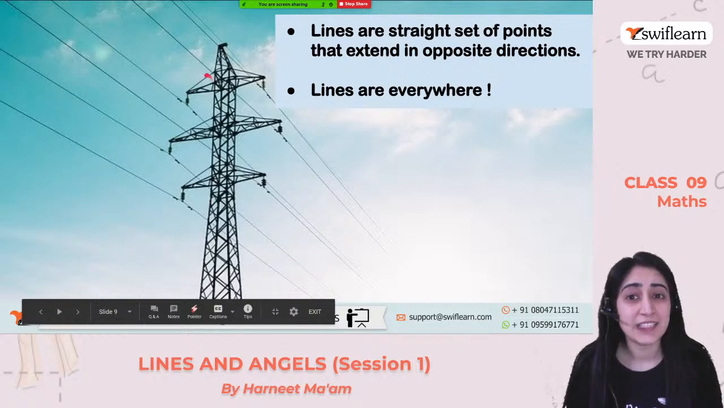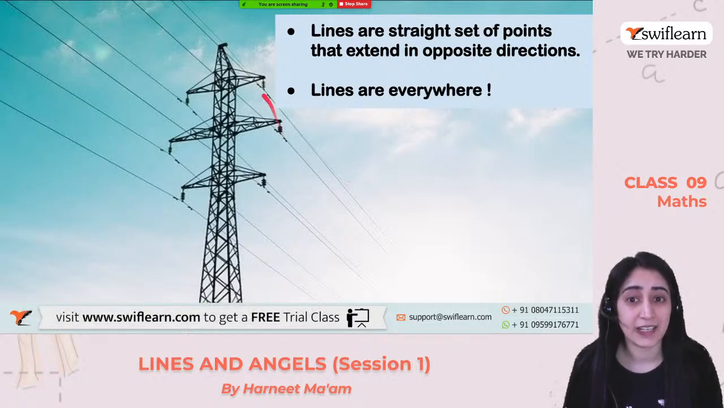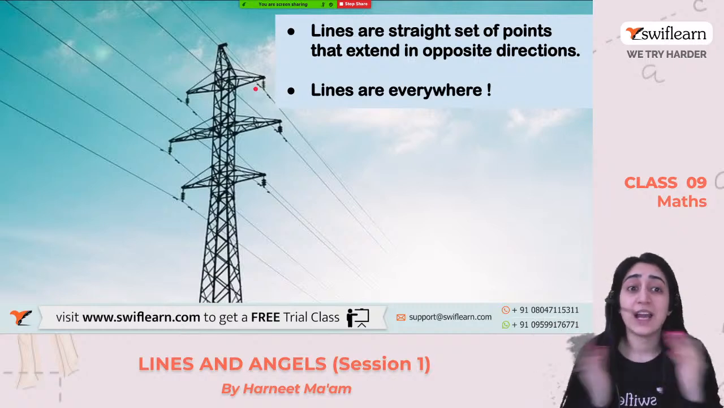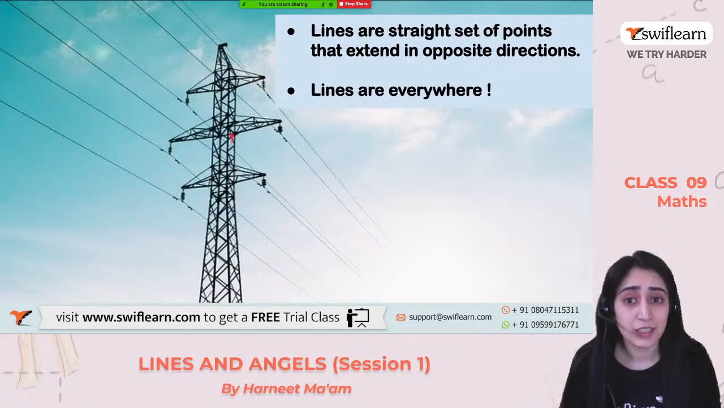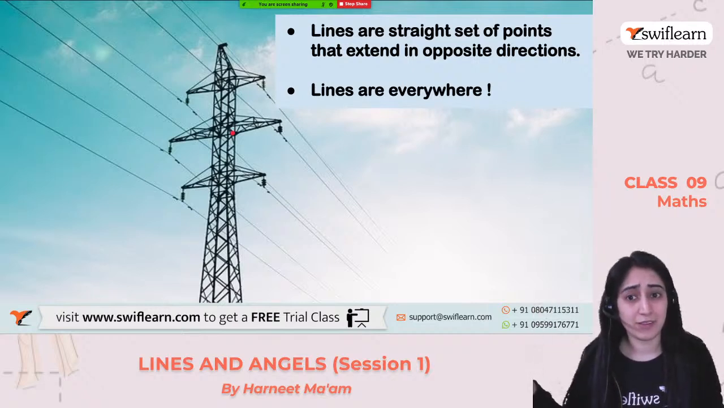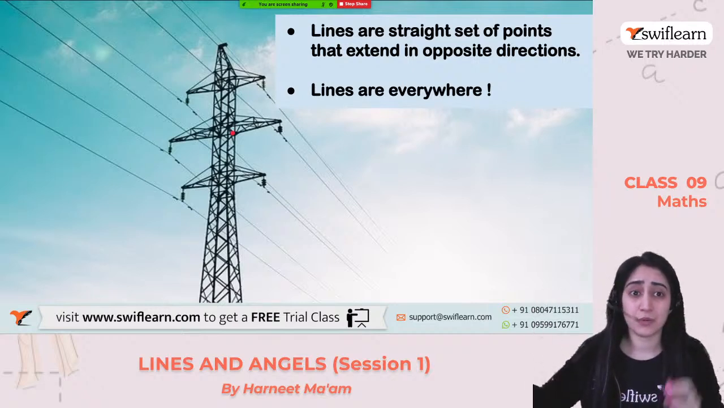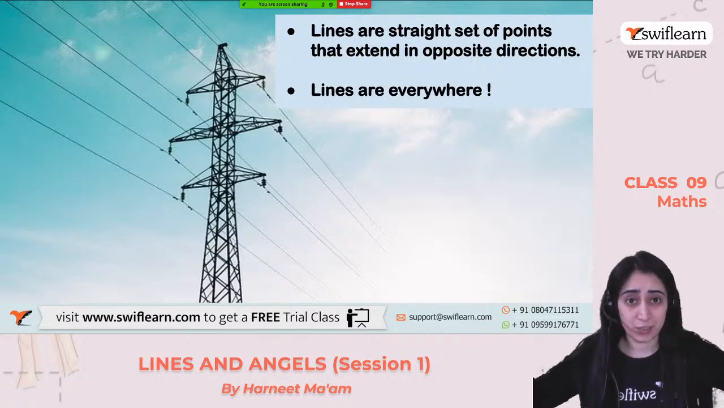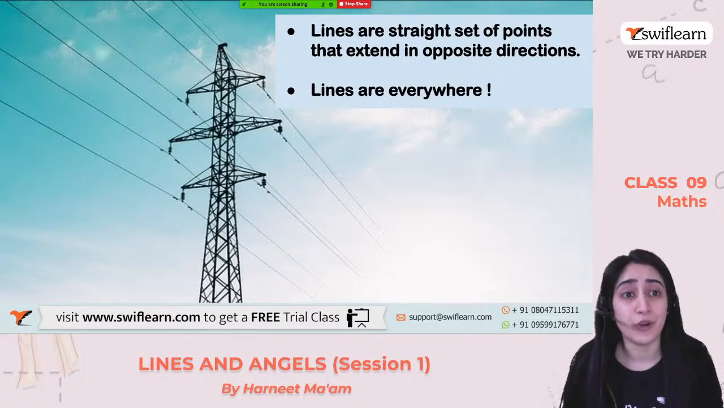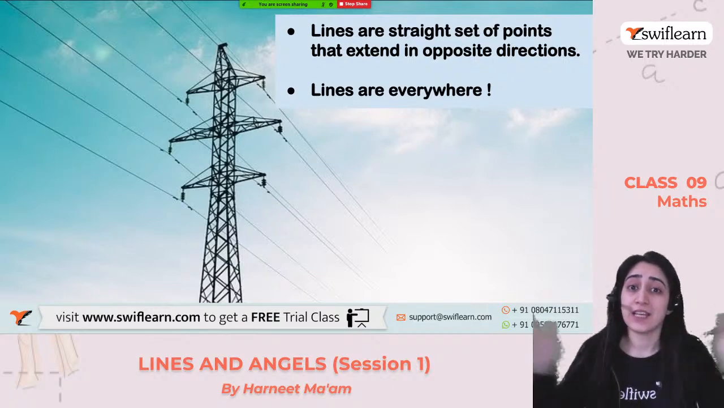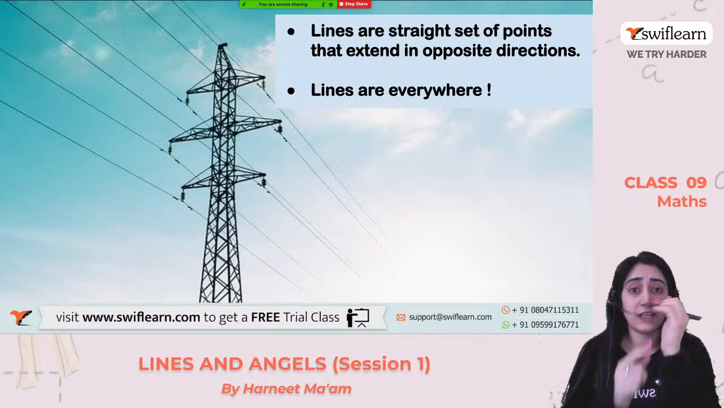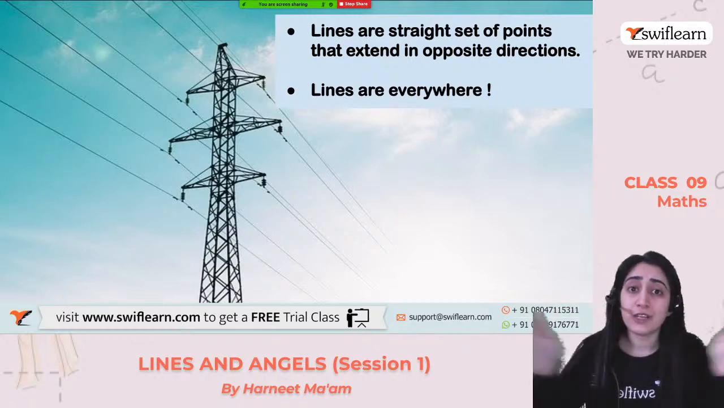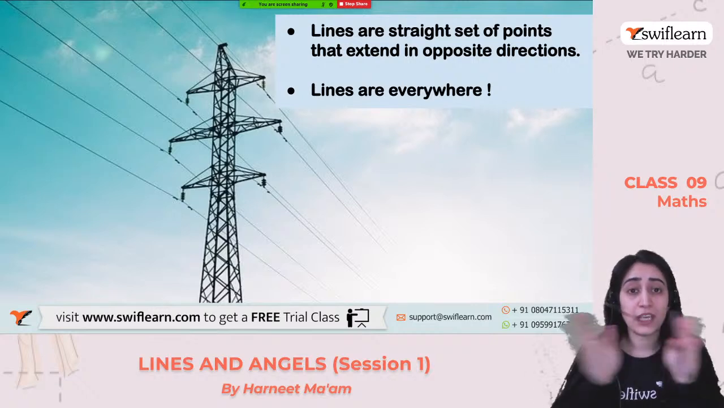See, a line is a straight set of points that extends in opposite directions, both ways. Lines are everywhere. The cable lines. Do you know where it actually started? When you're standing here, do you know where it starts, where it ends? No, right? It keeps on going to the extent possible. So that is an example of a line that keeps on extending in opposite directions. If I tell you to draw a line which passes through this point, it will move exactly in both ways, right? It will keep on going.